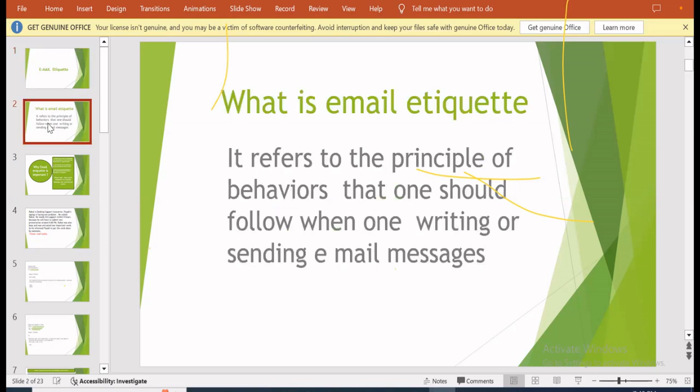It refers to the principle of behavior that one should follow when writing or sending an email message. Okay, so email etiquette is that. Now the question is, what is the importance of email etiquette? Why should we understand that email etiquette is important? Can you tell me what the importance of email etiquette is?